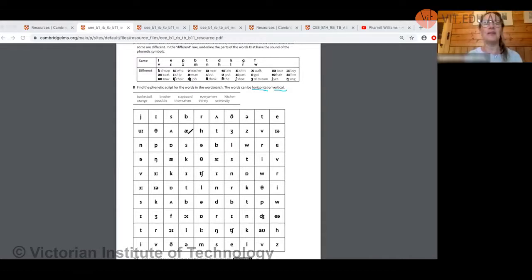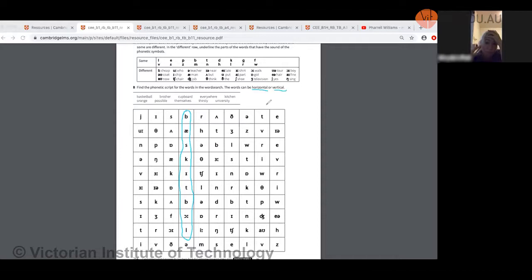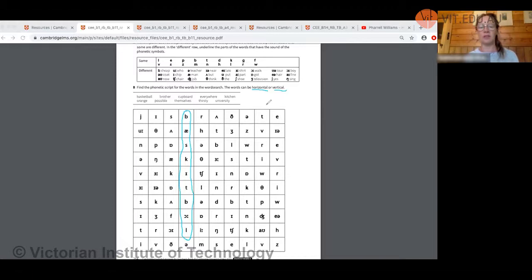B. And then if you have a look here, basket, basket. Okay. Yeah. So that's basket. Okay. So I'll give you a few minutes and you can write 1, 2, 3, 4, 5, 6, 7, 8, 9 more in your notebook, because I want you to practice writing the script as well. Okay.